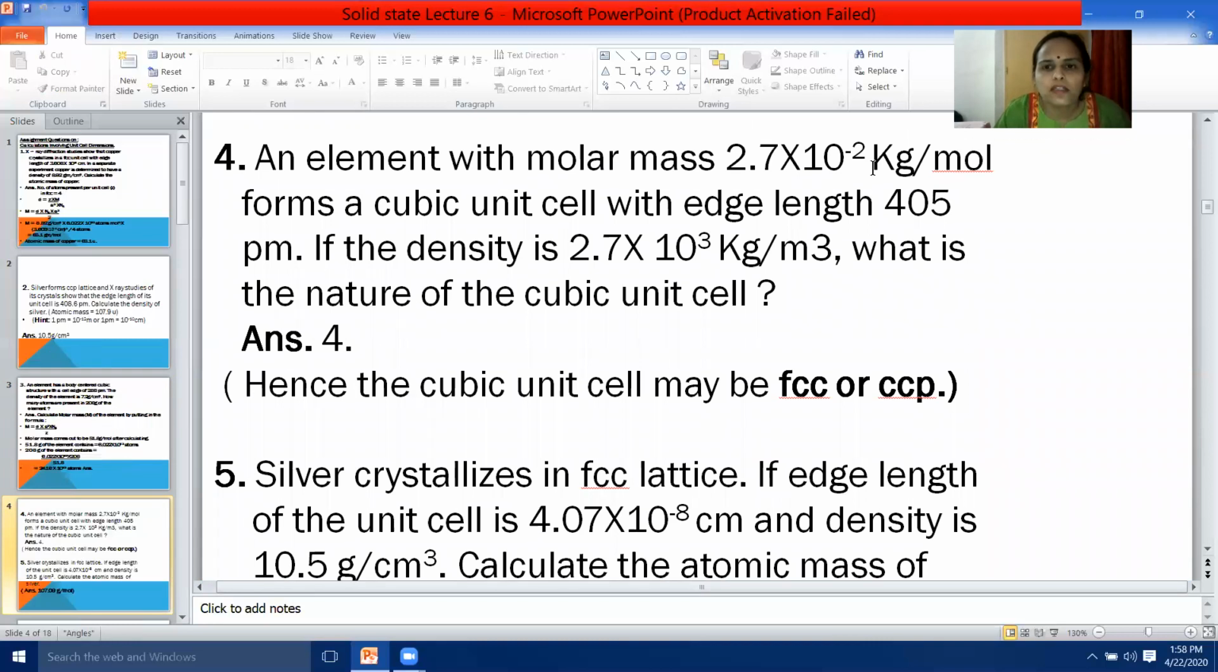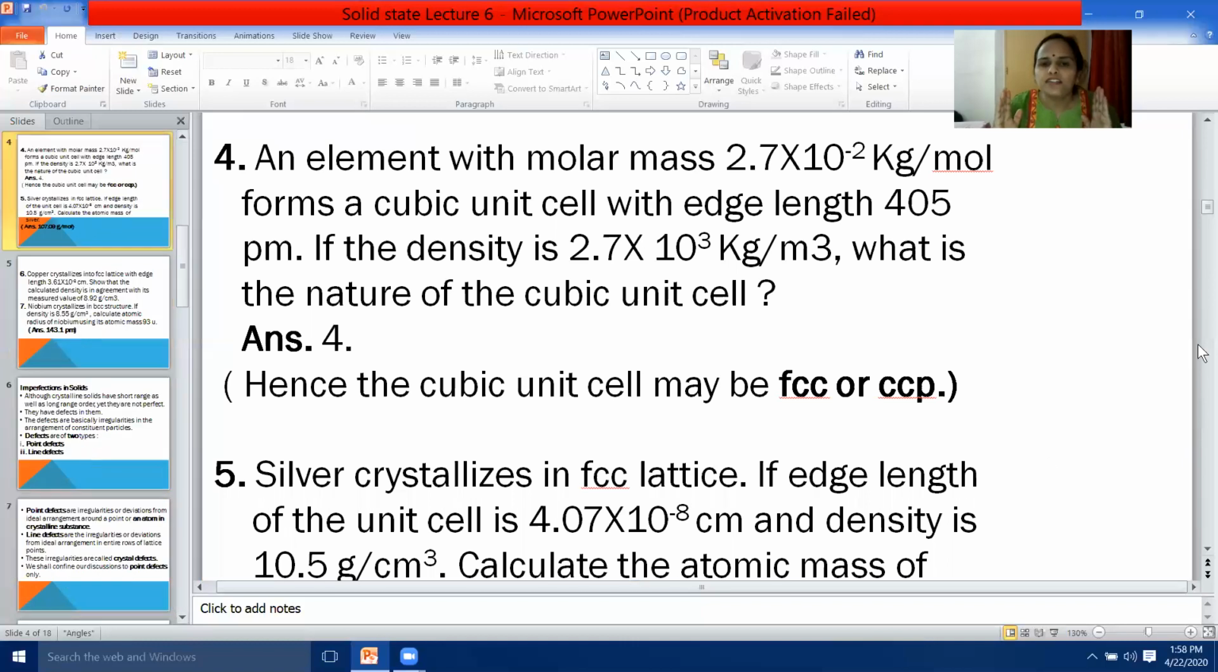numerical problem. The question is, an element with molar mass 2.7 into 10 raised to minus 2 kg per mole forms a cubic unit cell with edge length of 405 picometer. If the density is 2.7 into 10 raised to 3 kg per meter cube, what is the nature of the cubic unit cell? Now firstly you see what are the values that are given here.